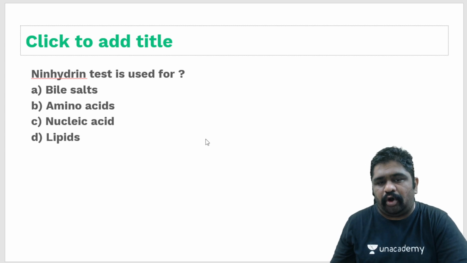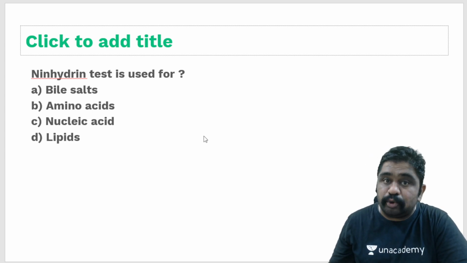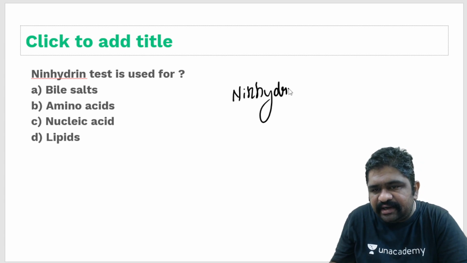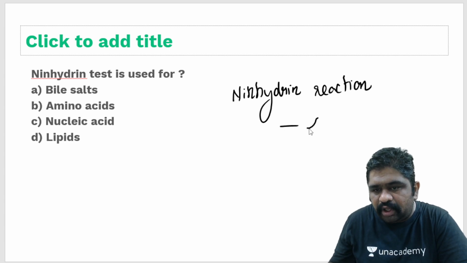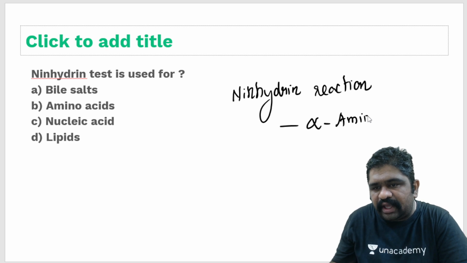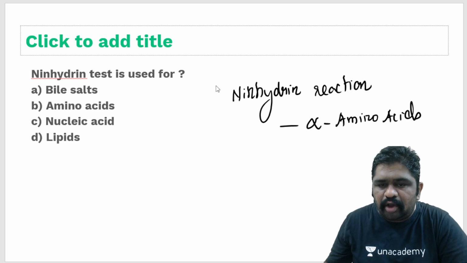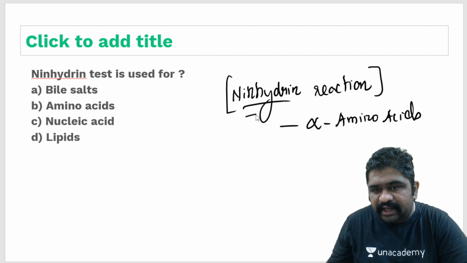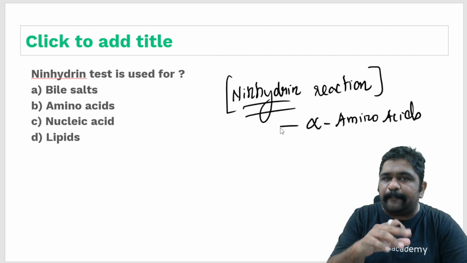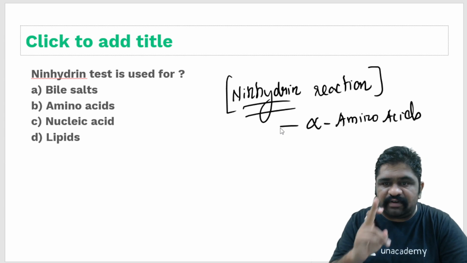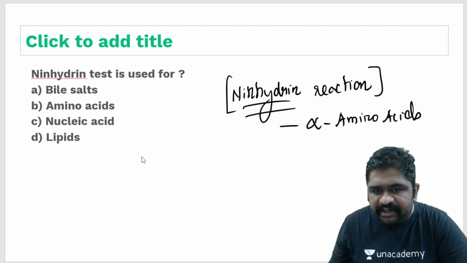Ninhydrin test is used for. There is a reaction called the ninhydrin reaction. This ninhydrin reaction is always done for alpha amino acids. What exactly happens in the ninhydrin reaction? You will add excess amount of ninhydrin to a solution which may or may not contain alpha amino acids. But if the solution contains alpha amino acids, then the ninhydrin will get converted into hydrindantin.